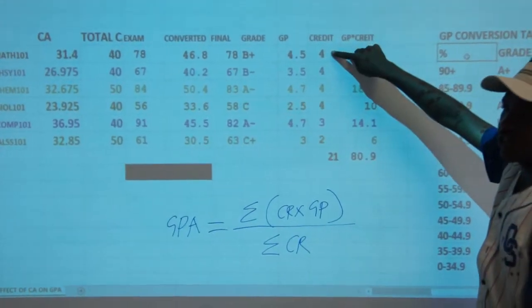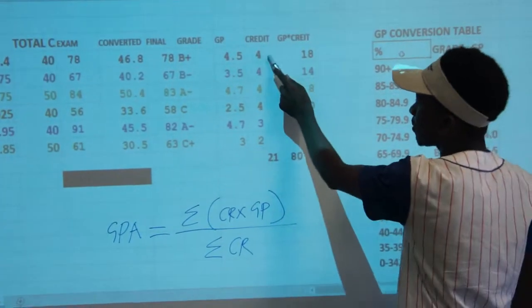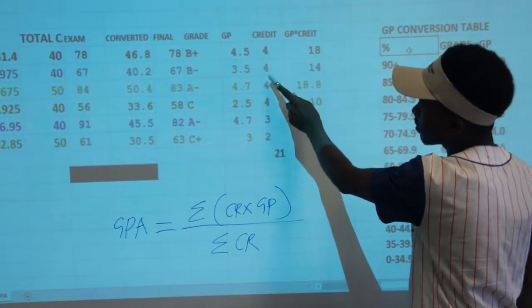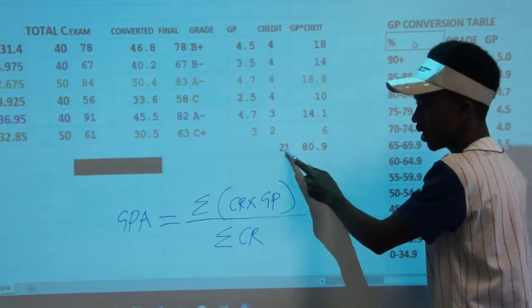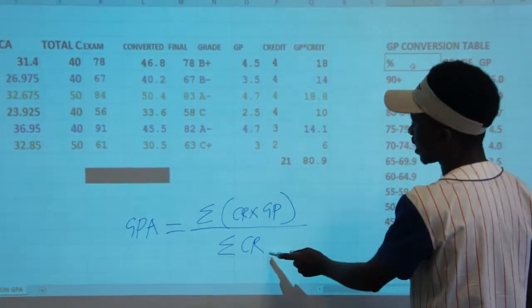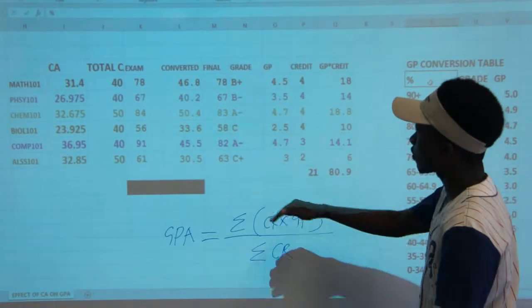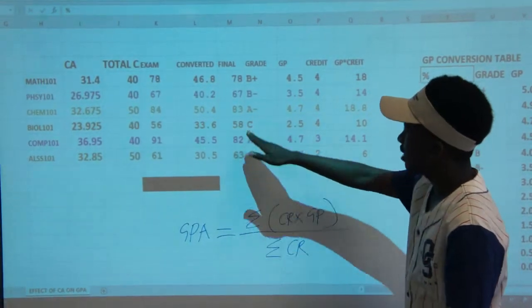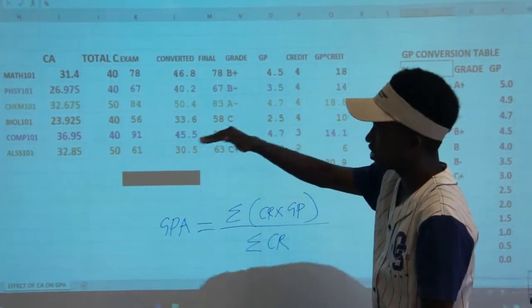Credit, you will find it in your registration form, or your lecturers will tell you about it. So for mathematics, your credit is 4, physics 4, just like that. And your total credit will be 21. That is the summation of the total credit. And grade point is what is obtained from the grade that you have obtained after the final mark that you obtained from your exam and your CA.